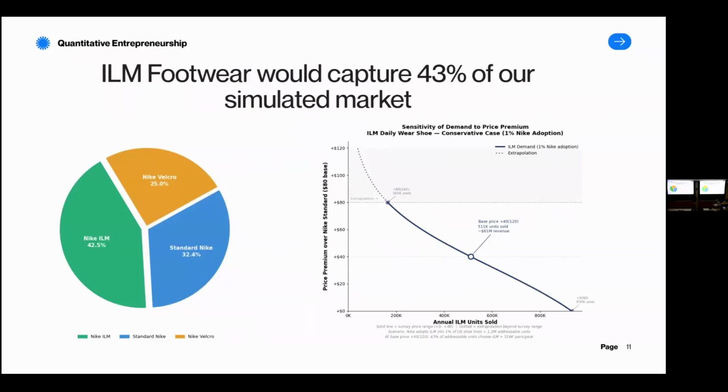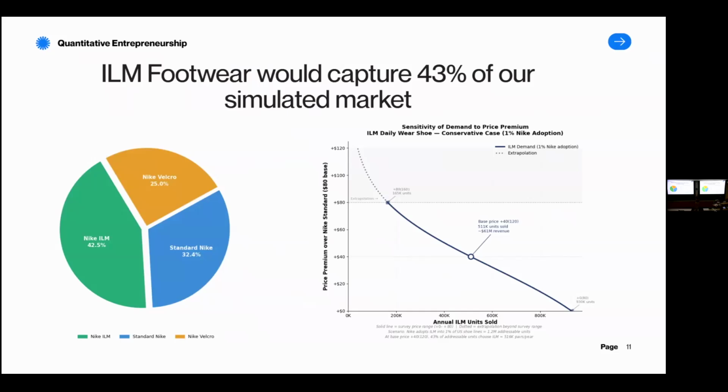So in this scenario, we offered 3 choices. The first is a standard Nike shoe, the Nike ILM shoe, and another option that we call Nike Velcro. That's just like any other type of competitive sole-swapping shoe that might be out in the market. And in this scenario, if all 3 of these options were offered to consumers, we would get about a 42.5% share of this simulated market.